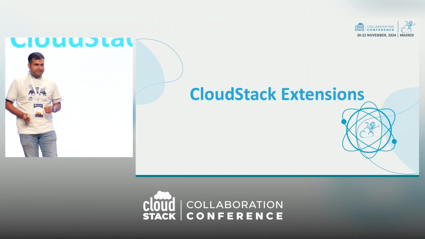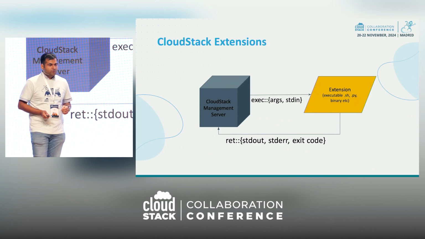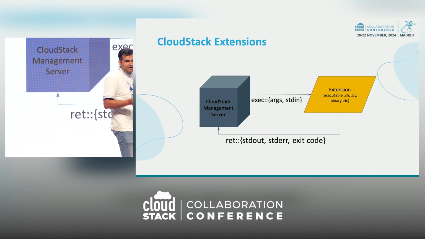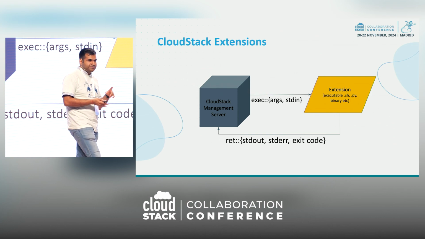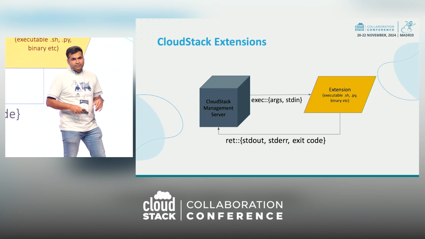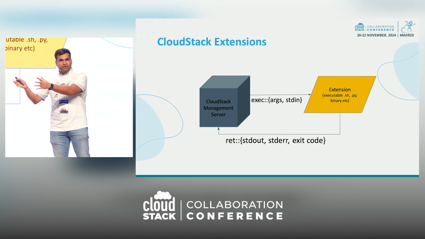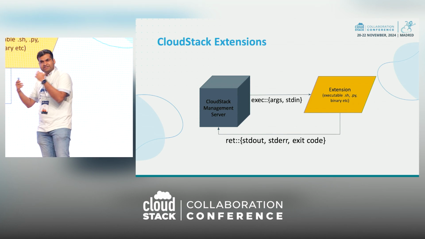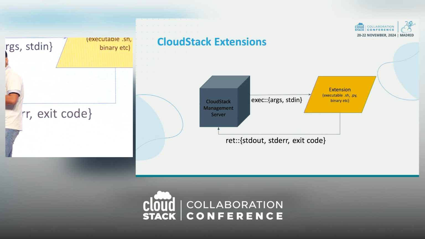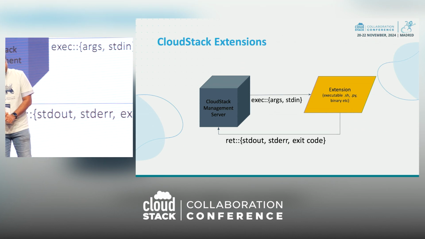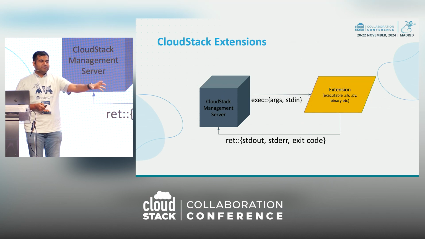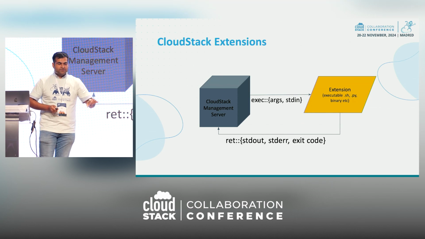So that brings to the idea of CloudStack extensions. What are they? They're basically any kind of executable. It's a Python script, shell script, or a compiled binary, which you put on the CloudStack management server. You execute it by forking out a process. You give it some parameters, stdin, arguments, flags, and in return you get standard output, standard error and exit code. That should be enough to create some sort of mechanism where CloudStack can talk to your extension and back.